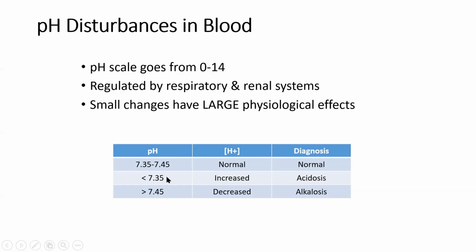If we have a pH that is less than 7.35, that means we've got lots of hydrogen ions, and that means we have lots of acid or acidity in the blood. That is called acidosis, or an acidotic state. If we have a pH that is greater than 7.45, that is decreased hydrogen ions in the blood. That is going to be alkalosis, or an alkalotic state. Okay.